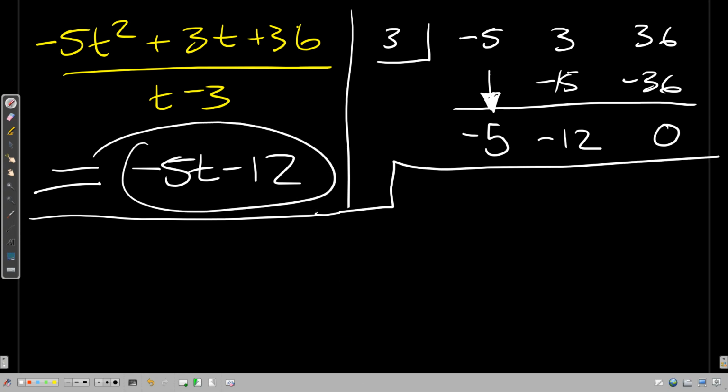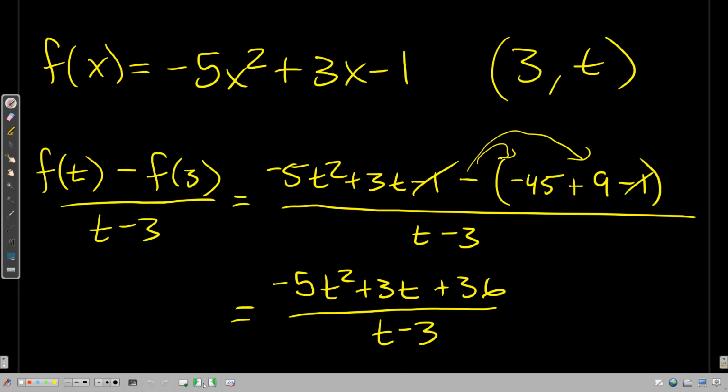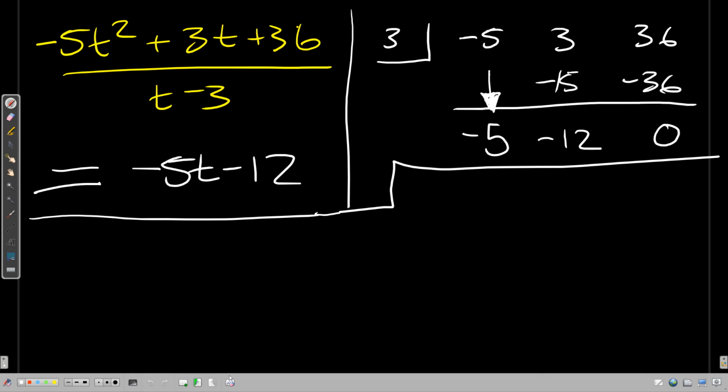Well, this is the slope of the secant line. This is the slope of the secant line on the interval from 3 to t. So if t was 4, then you'd have a minus 5 times 4, that's minus 20, minus 12. So you'd have a minus 32 for your slope of the tangent line.